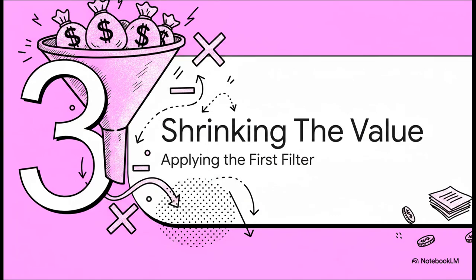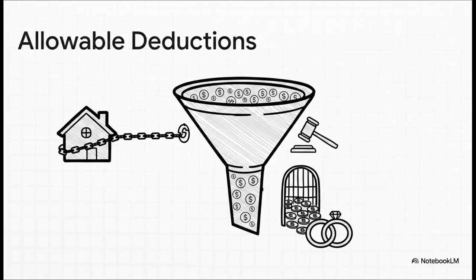Okay, so we've got our big, chunky starting number, our gross value. Now the funnel starts to get a little bit narrower. We're applying the first filter, which means we get to start subtracting all the legally allowed deductions to bring that total down. So what can we take out? Well, first, the no-brainers. Any debts you had, like your home loan, plus all the costs of wrapping up the estate, like funeral expenses and the executor's fees.